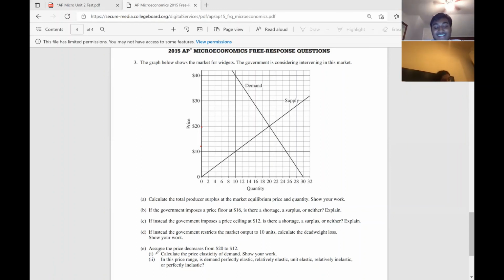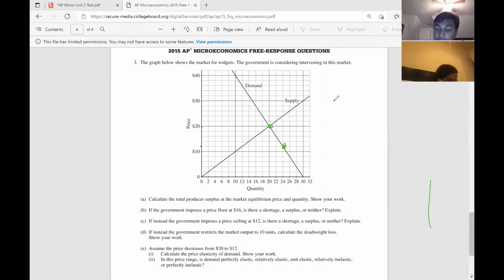So assume that the price decreases from $20 to $12. Going back to what Shreya was saying before, let's just see what that looks like. We have the price at $20, this point right here, and then $12, this point right here. We know that the question is asking for price elasticity of demand, so I'm going to completely ignore the price elasticity of supply in this situation because we haven't learned that, and because that's what the question is pertaining to.